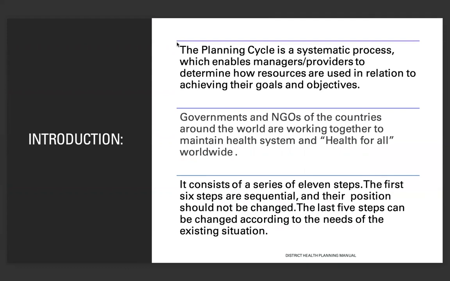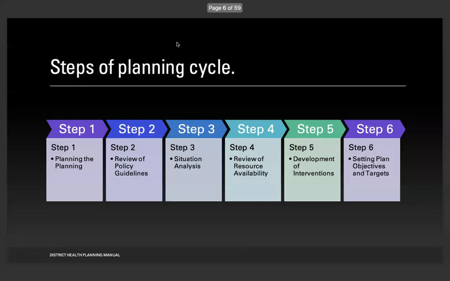Governments and NGOs of the countries around the world are working together to maintain health systems and health for all worldwide. It consists of a series of 11 steps. The first six steps are sequential and their position should not be changed. The last five steps can be changed according to the need of the existing situation.